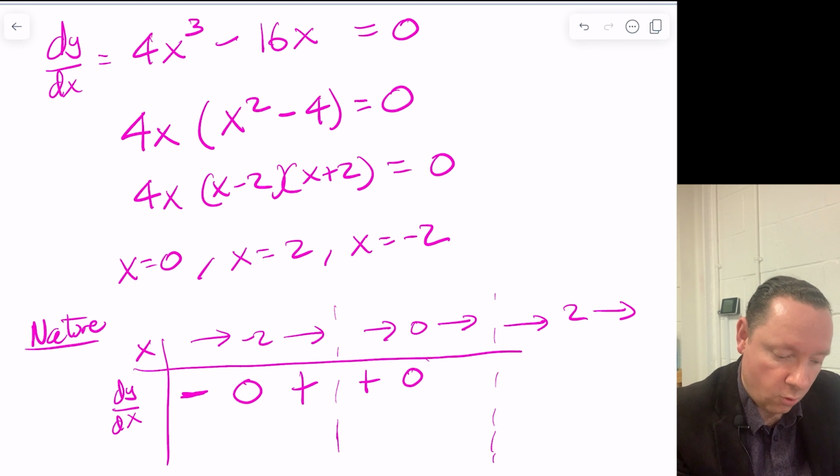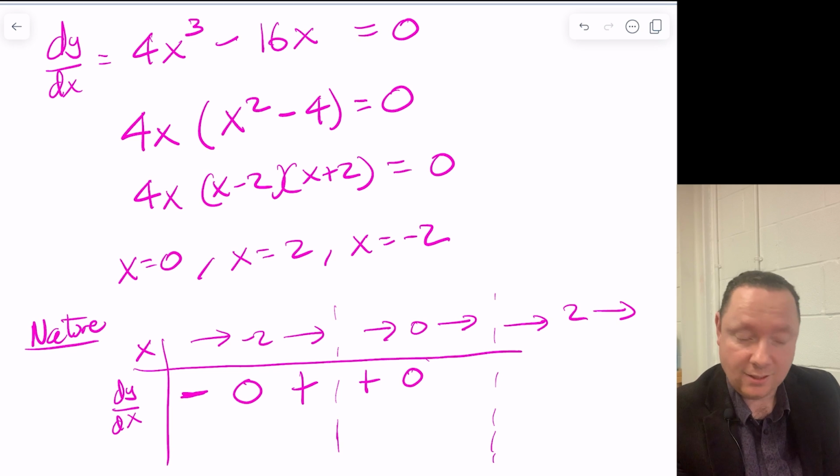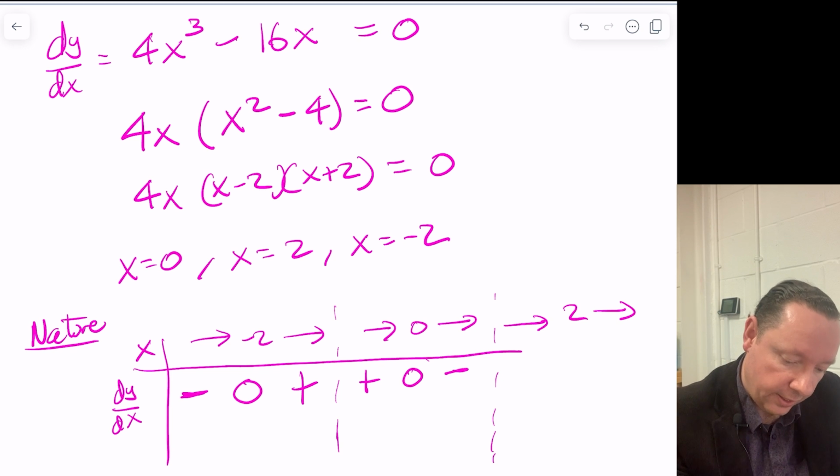So we've got 4 ones is 4. That's positive. 1 minus 2 is minus 1. That's negative. And then 1 plus 2 is 3. That's positive. A positive times a positive is a positive, times a negative is a negative. So you're going to get negative here, and then 0. And then after 2, let's check 3. 4 3s is 12. That's positive.